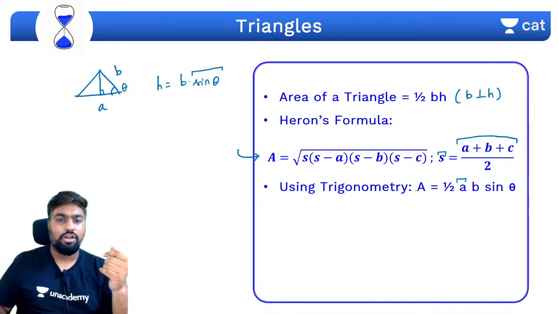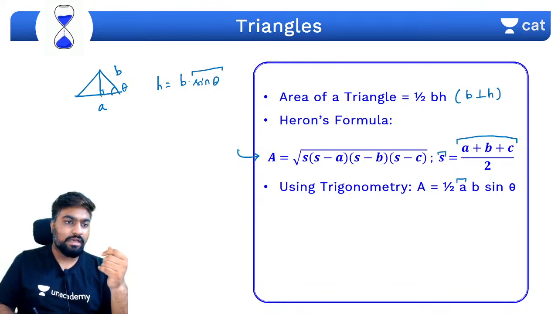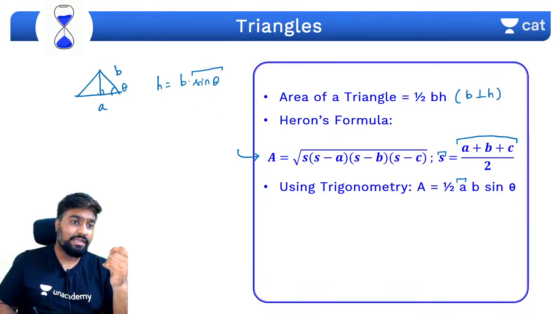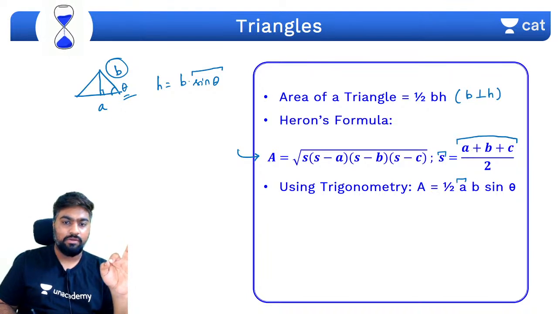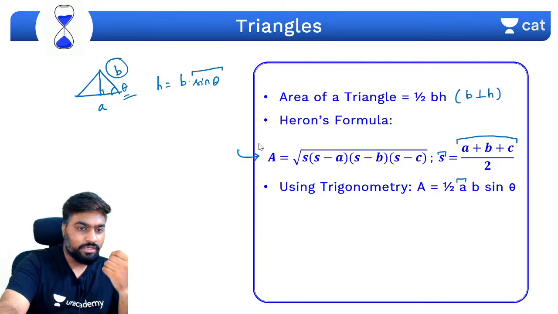This is using trigonometry. Yes, using the height, writing the height in terms of one of the sides and the angle between them. But mind you guys, this theta has to be the angle between A and B only. So half times A times B sine theta will give you the area using trigonometry.